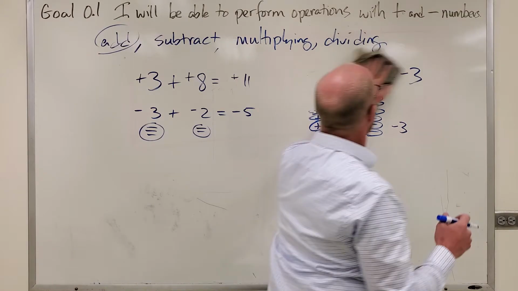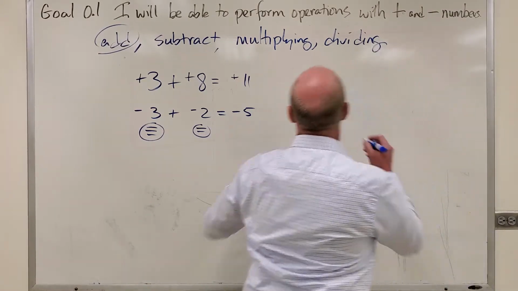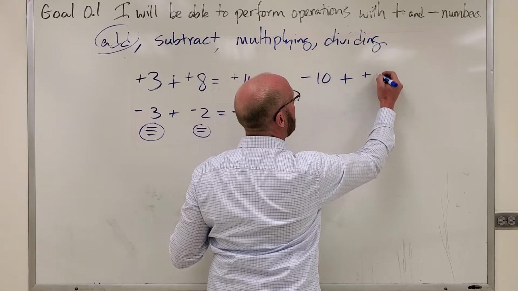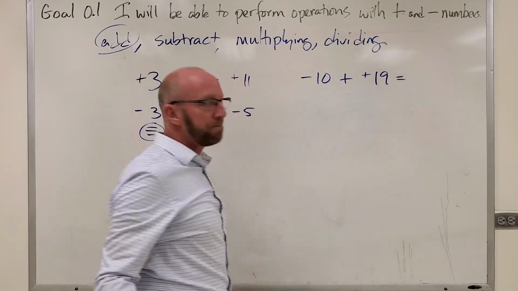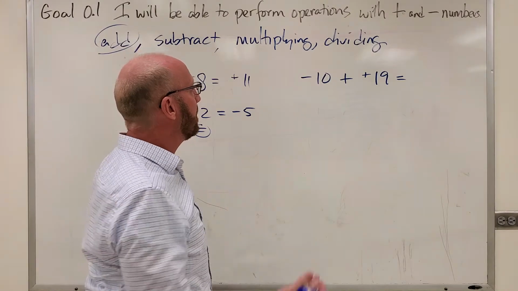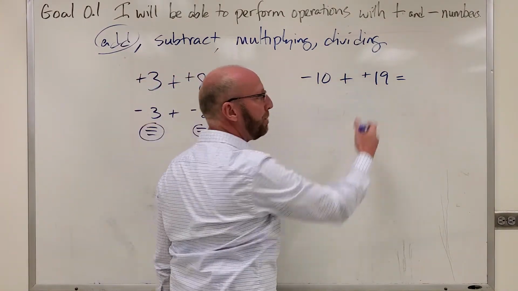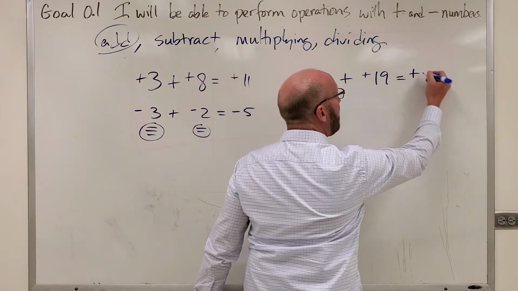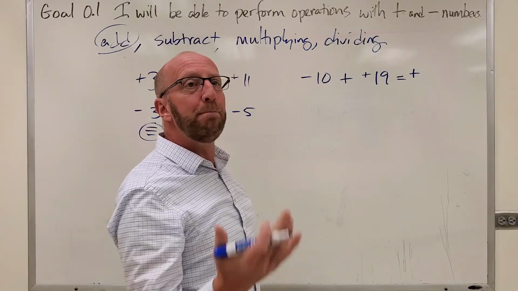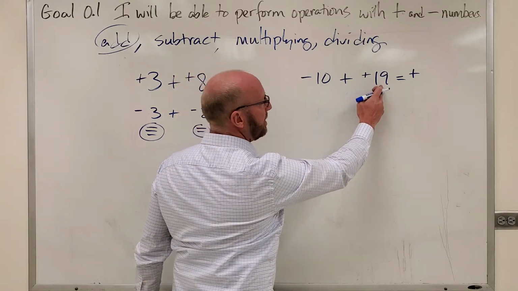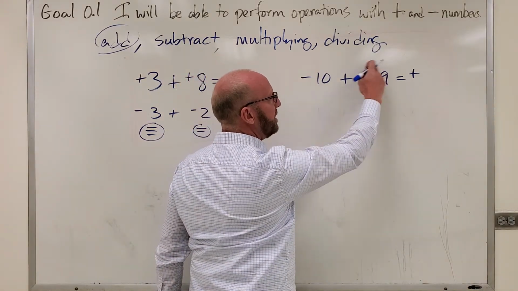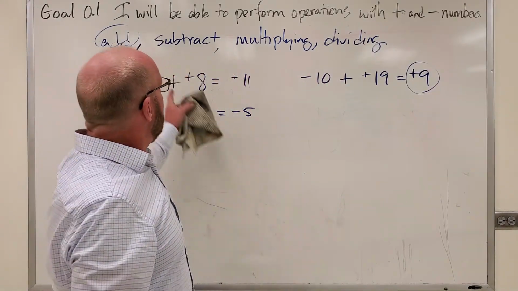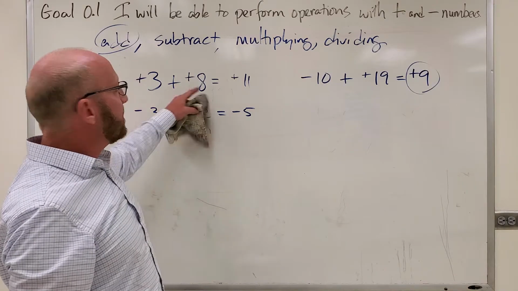Now I'd like you to do a question. What would this be? Negative 10 plus positive 19. I have 10 negatives, I have 19 positives. I have more positives than negatives. So my final answer is going to be positive. How many more positives do I have? 19 take away 10. There's 9 extra positives. So my final answer is positive 9. And so that's how we add positive and negative numbers.